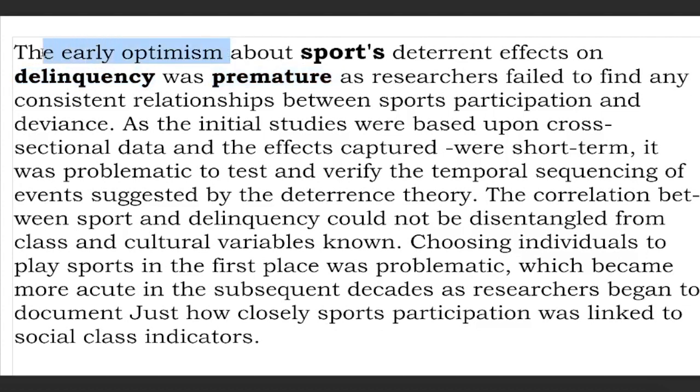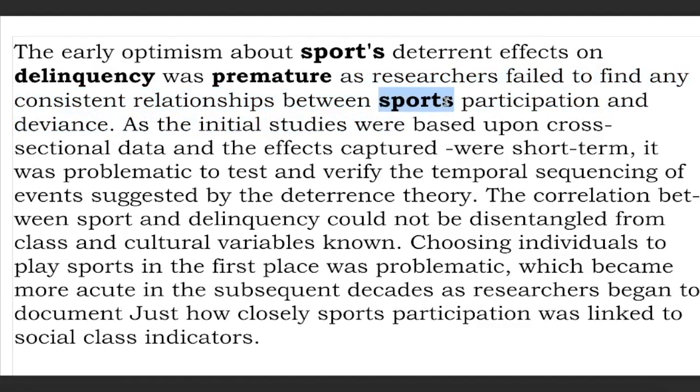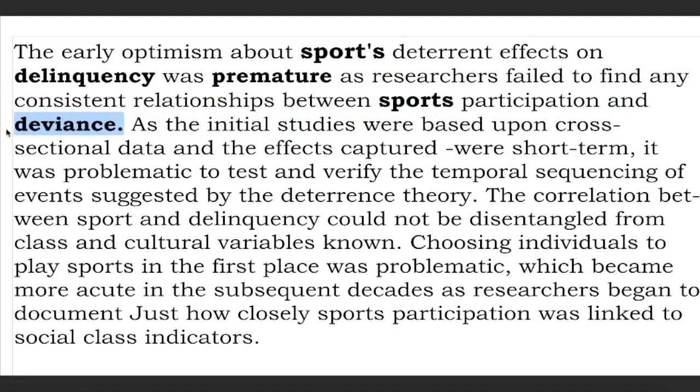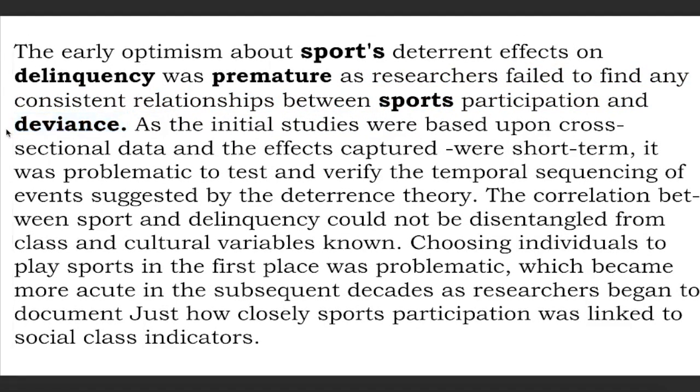This is something that we have learned in the reading section, how to match the subject and the verb to make your reading easier. So the early optimism, the optimism was premature, right? Now optimism about what? About the sports' deterrent effects on delinquency. So these are my main characters in the story. Now, as researchers failed to find any consistent relationship between sports participation and deviance. So once again, sports, and deviance is another word for delinquency. So these are my main characters.